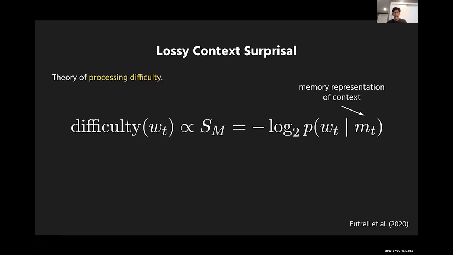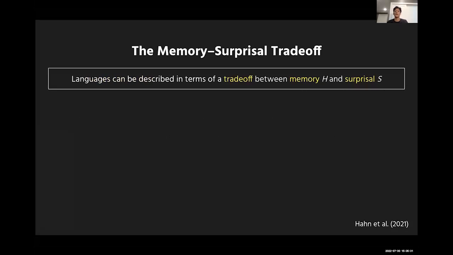So the idea is that our memory is imperfect. We don't remember every single word or morpheme that we've just heard exactly as it is. We have a lossy representation of this memory. And that leads to a worse interpretation of the probability distribution. And so we're going to increase surprisal because we don't have a perfect representation of context. But if we devote more cognitive resources into memory, then we can improve our representation of the context and therefore lower our surprisal. But as you might notice, this comes at the cost of adding more resources into memory. So you have this trade-off between memory and surprisal, which gives us the name.